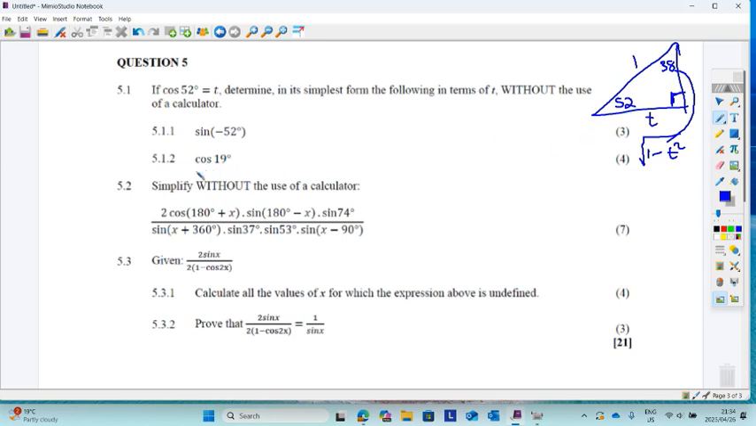Now, how do we determine this one? Cos of 19. We do not have a 19 on the diagram, but we should be able to pick that 38 is equal to 19 times 2. So this cos 19, instead of dealing with cos 19, let's deal with cos 38. So cos 38 can be written as cos of 2 times 19 there. Cos 38 is cos 2 times 19. We now have our 19 there.